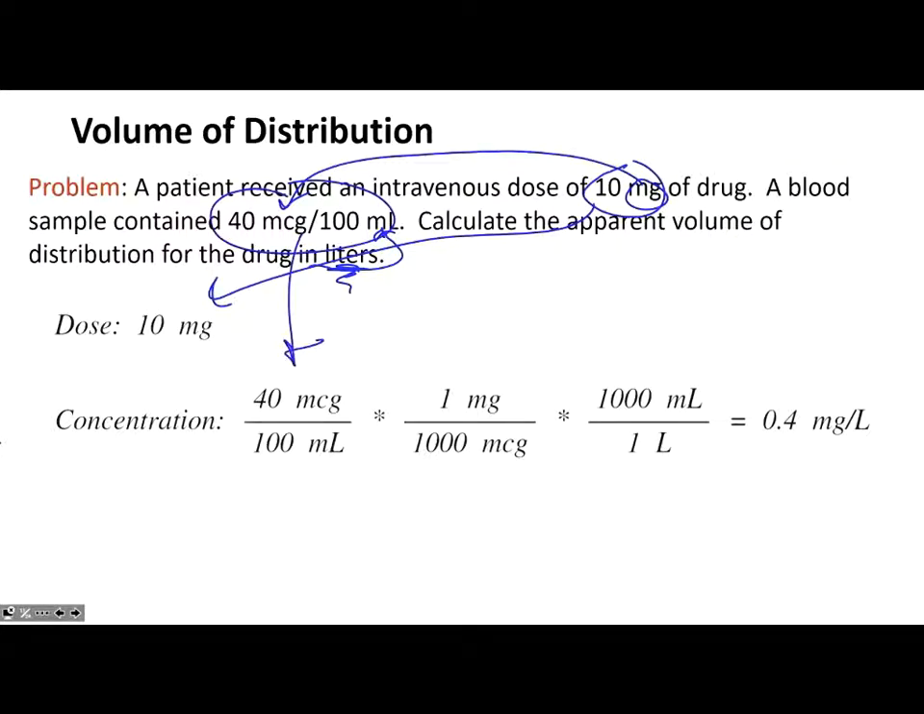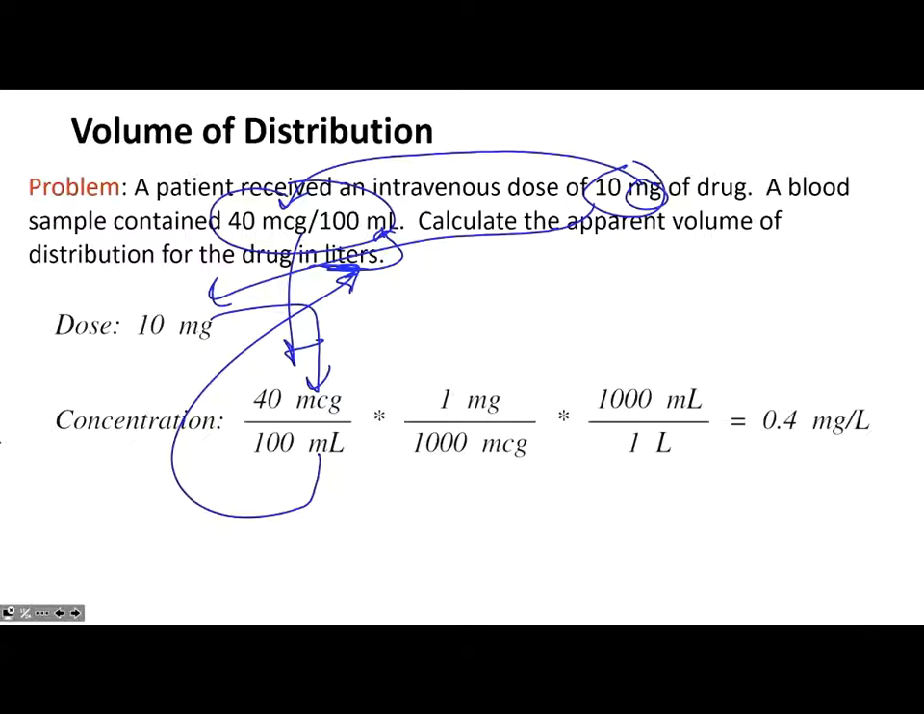My problem is that milligrams don't match micrograms and milliliters don't match liters. So what I chose to do, and I could have changed the dose from milligrams to micrograms, but in this example, I'm changing the units of the concentration. I'm not changing the concentration, but I'm going to re-express my 40 micrograms per 100 milliliters in the units of milligrams per liter. That way milligrams match milligrams and liters match the units that my answer needs to be in. So all I'm doing is rearranging that.